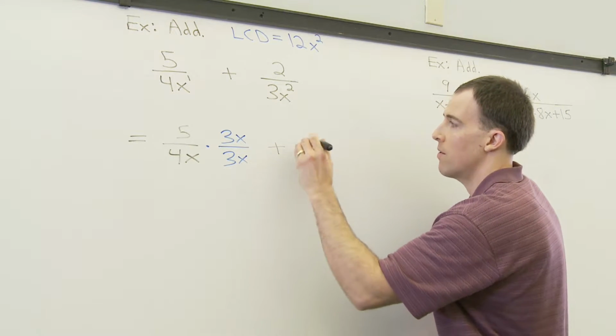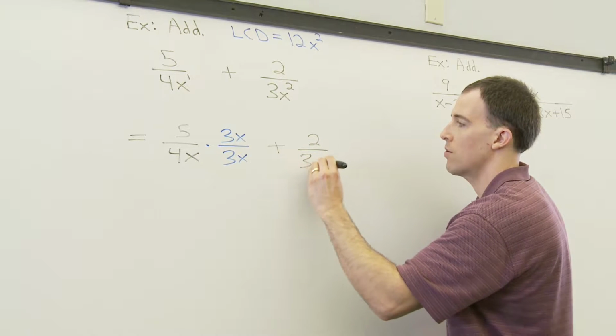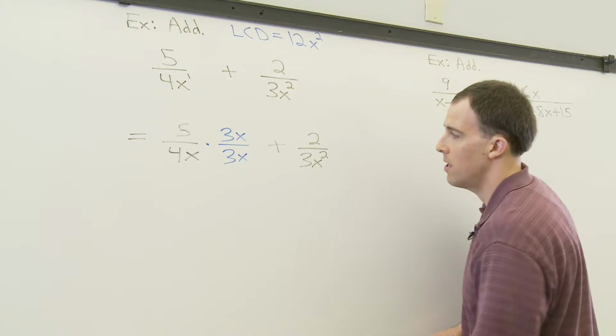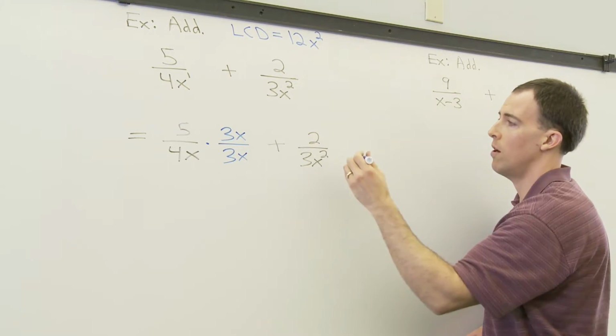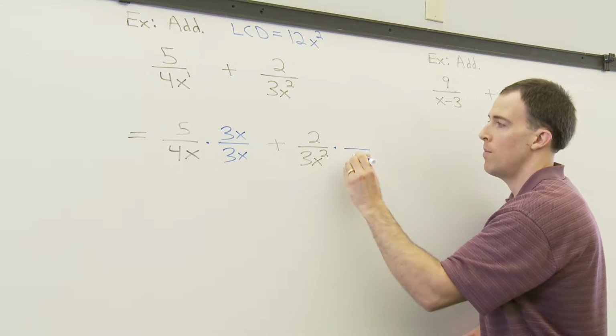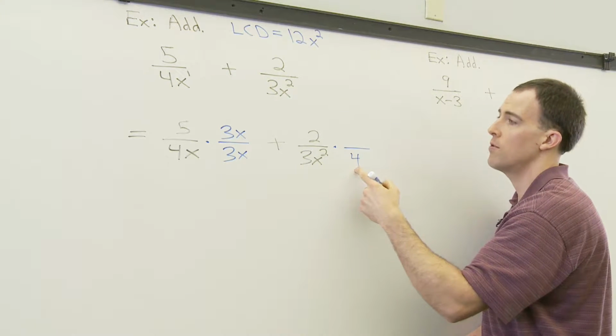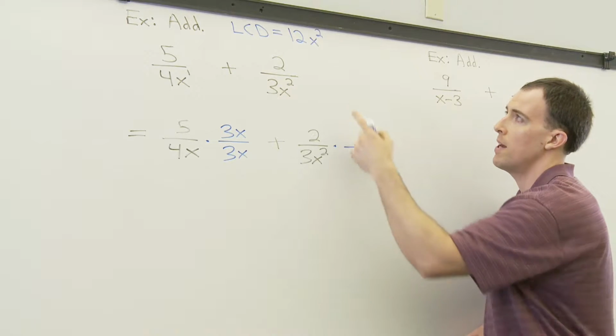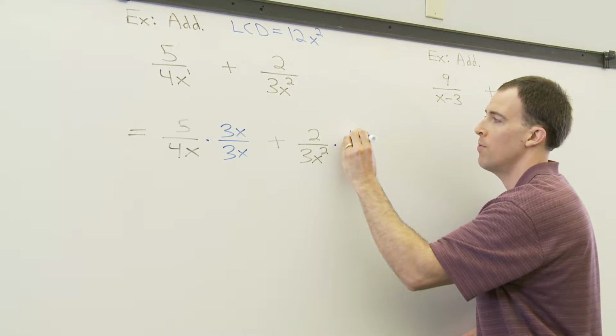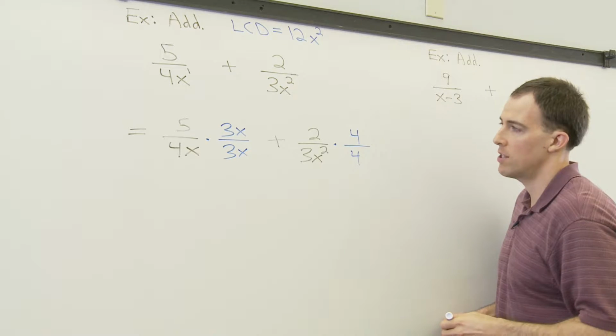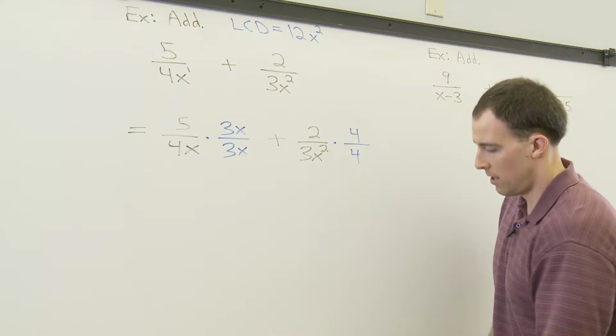And then for the second fraction, we've got 2 over 3x squared. What could we multiply the 3x squared by to convert it to 12x squared? And that would be 4. 3 times 4 is 12, so 3x squared times 4 would make 12x squared. So the numerator and denominator of the second fraction have got to be multiplied by 4 to obtain the common denominator.